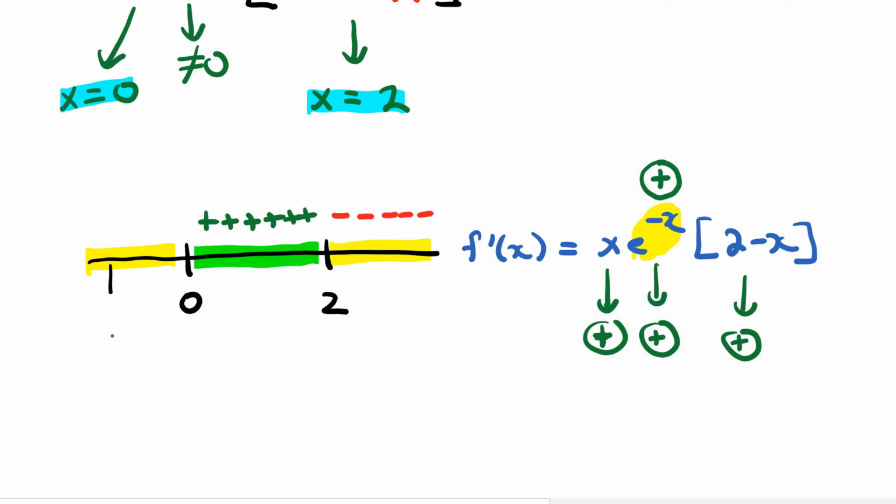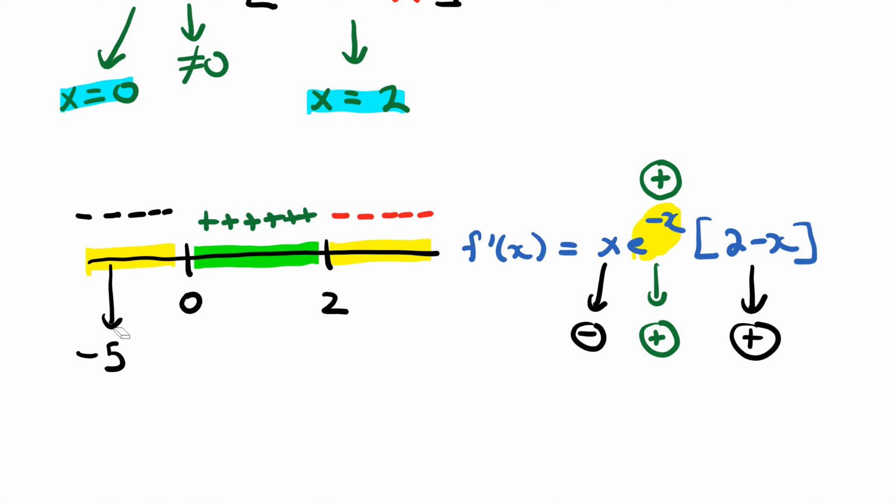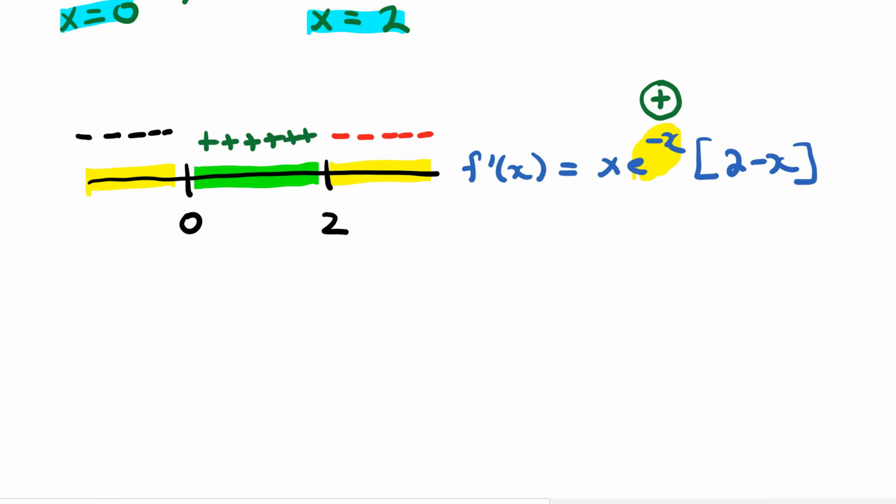And finally, let's pick a number over here, maybe -5. If I try -5, basically what happens is this part here will be a negative. That will be positive, and then I believe this will be positive as well, right? So positive times a negative gives you a decreasing region over there. Okay, so there you go. We've tested all the numbers here, and we conclude that we have a minimum here, and we have a maximum over there. So there's a minimum when x equals 0, and there's a maximum when x equals 2.